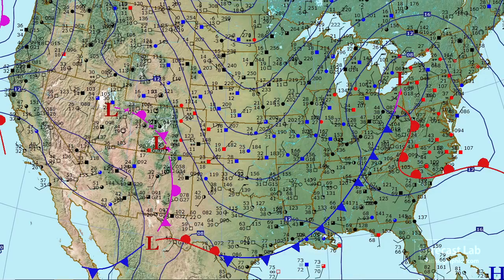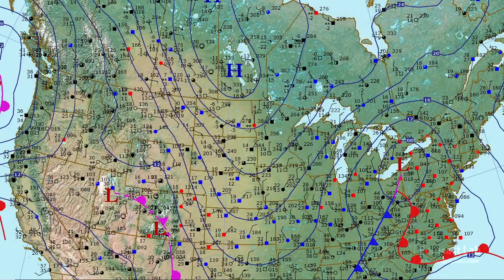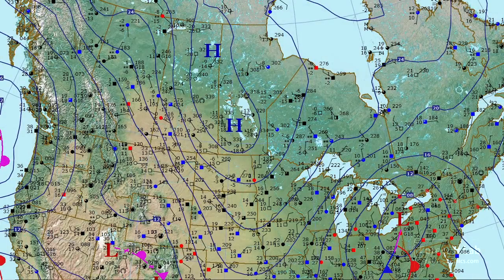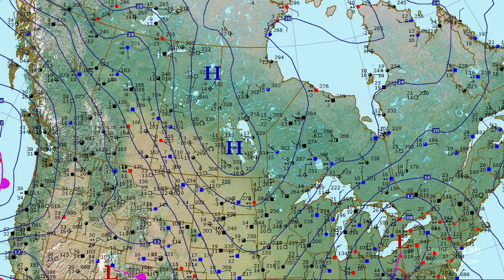And that cold air mass is represented by this big high. That's going to be a 1034 millibar high across Canada. Let's get a look at that. There it is. There's that big high pressure area along the border between Saskatchewan and Manitoba, and some very cold temperatures in there. We saw minus 30s Fahrenheit.